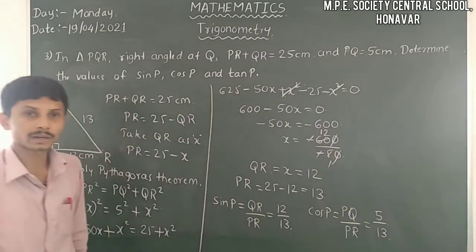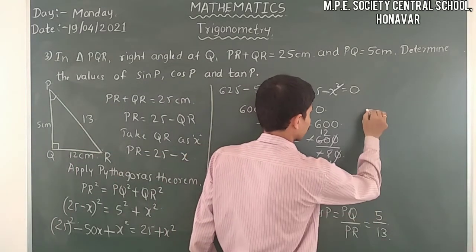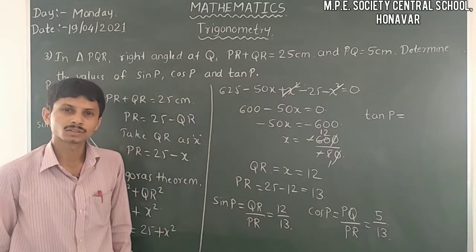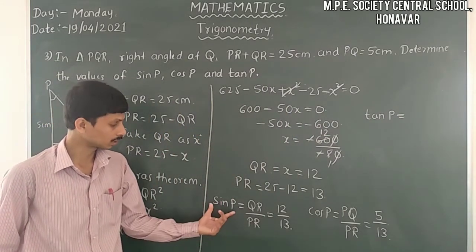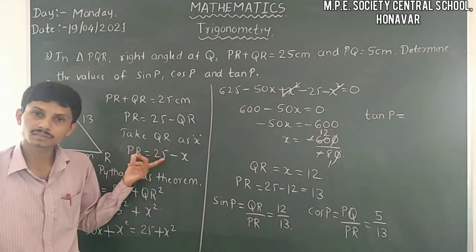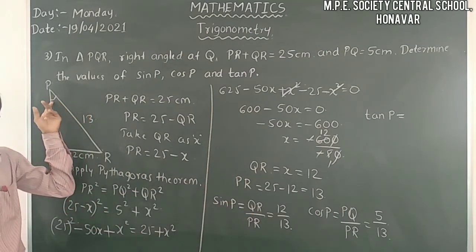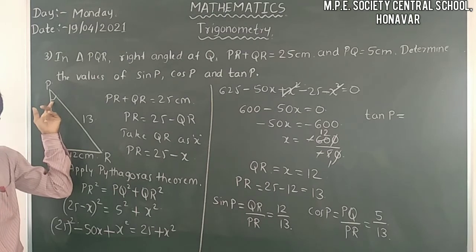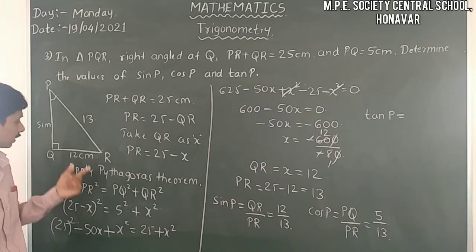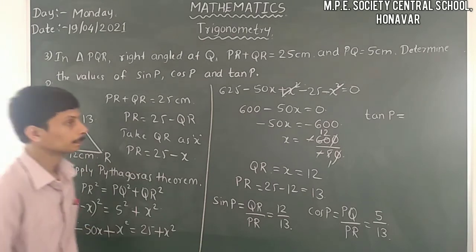Then finally we have to find tan P. Here there is no space, so that's why I am finding it here. We can choose any method: you can divide sin P by cos P, or use the tan function directly. Angle P is here. We already know that the tan function is opposite side by adjacent side, where the opposite side is 12 and the adjacent side is 5, that is QR by PQ.